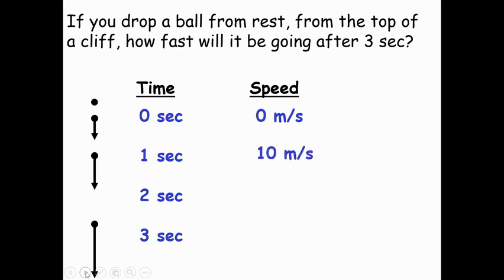After 1 second, it will be traveling 10 meters per second. After 2 seconds, it will be traveling 20 meters per second. And after 3 seconds, it will be traveling at 30 meters per second. So the final answer here is that it will be traveling at 30 meters per second at a time of 3 seconds. You can calculate this using the equation presented previously by taking the time, which is 3 seconds, multiplied by the acceleration of gravity, which is 10. So 3 times 10 also gets you that final speed of 30 meters per second.